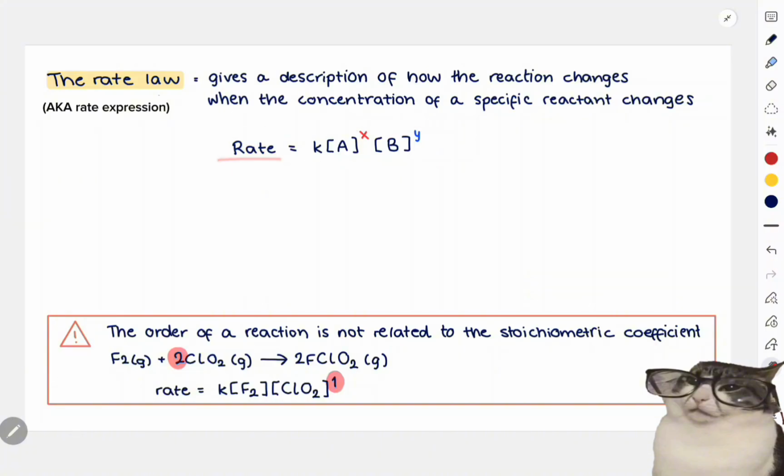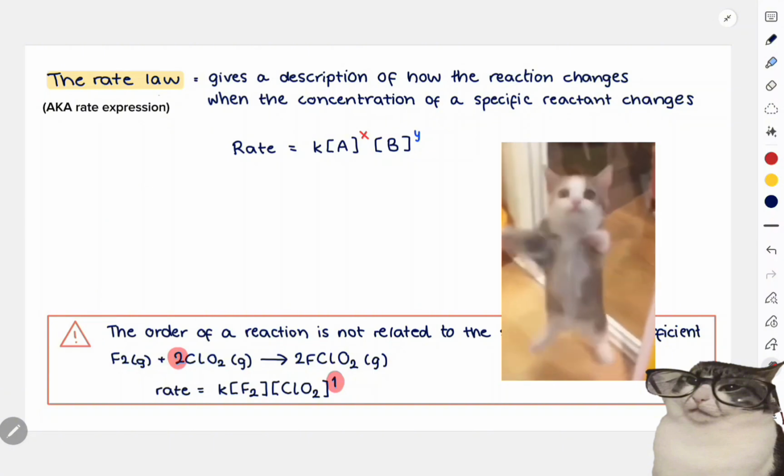We have the rate of the reaction equals the rate constant multiplied by the concentration of A to the power of X multiplied by the concentration of B to the power of Y. These brackets indicate concentration, while X and Y are the orders of the reaction. Now, instead of X and Y, you can use M or N or A or B. It's completely up to you.